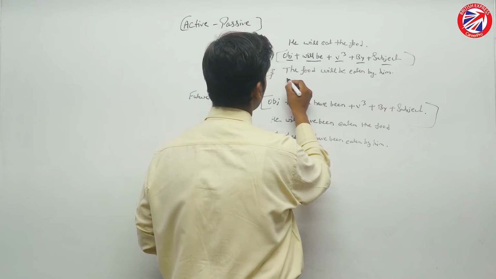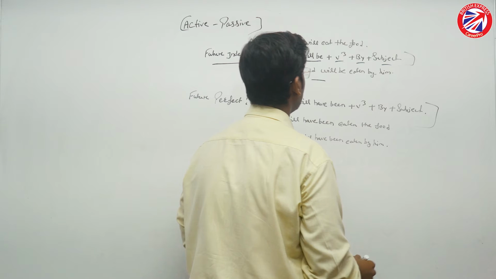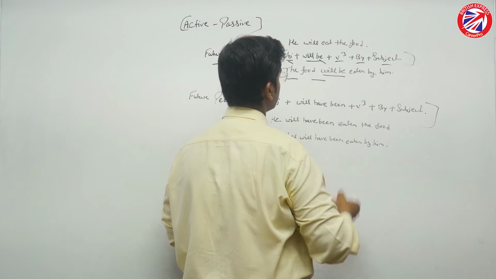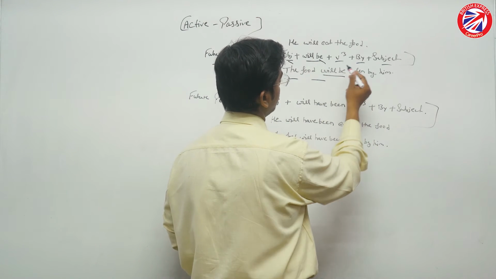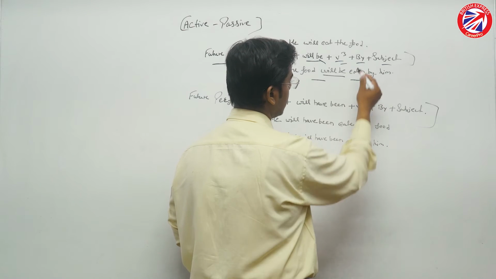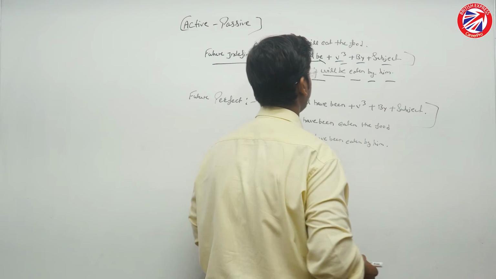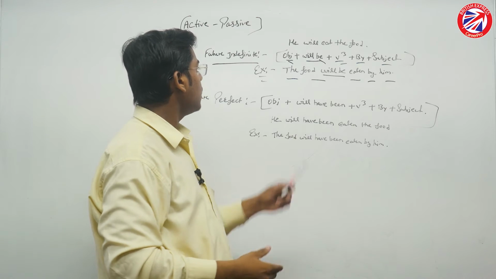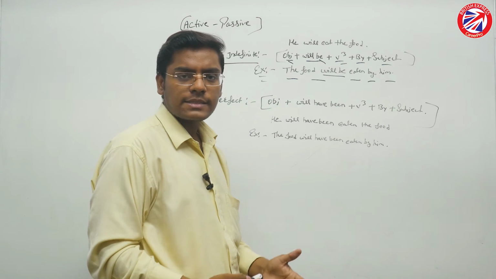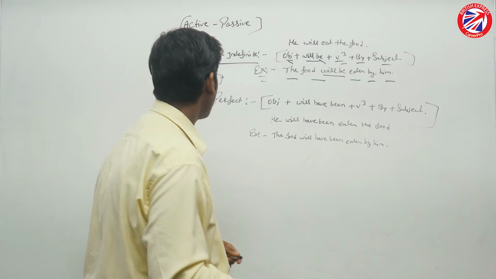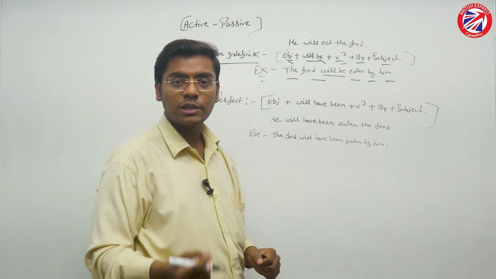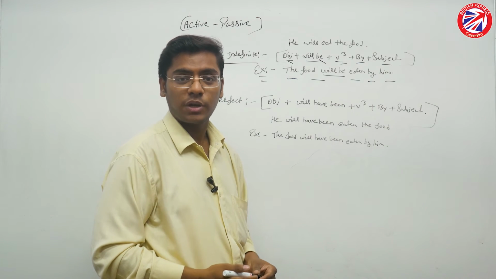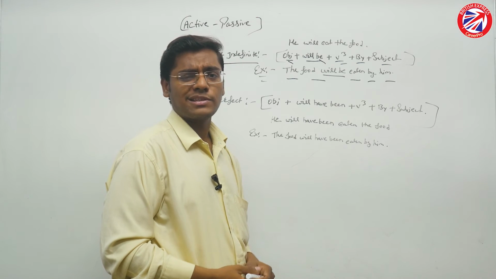So it would be the food, that is our object, then again will be as it is written over there. Then we have to use V3 as well, then by, then him. So now that was the rule of future indefinite one. Let's talk about the future continuous one as well. Now let me tell you, there is no future continuous because that would be for rare cases.